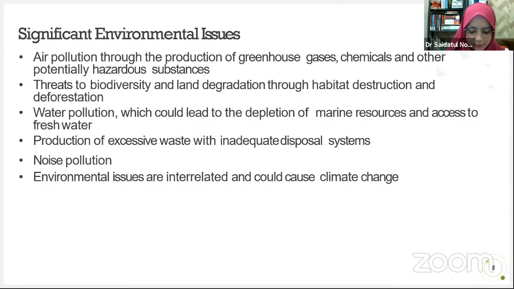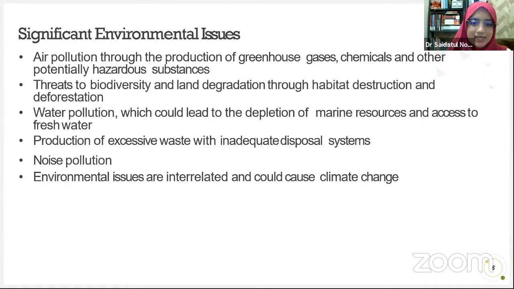If you talk about palm oil, for example, there's a lot of GHG coming out from the production of palm oil. One of the ways for them to be much more sustainable is to actually reduce that by installing biogas power plants and all that, so that they reduce the methane gas. They actually emit methane gas. Methane is a very harmful greenhouse gas. And then there's also a threat to biodiversity and land degradation through habitat destruction and deforestation. Again, if you're talking about palm oil, it's all in there.